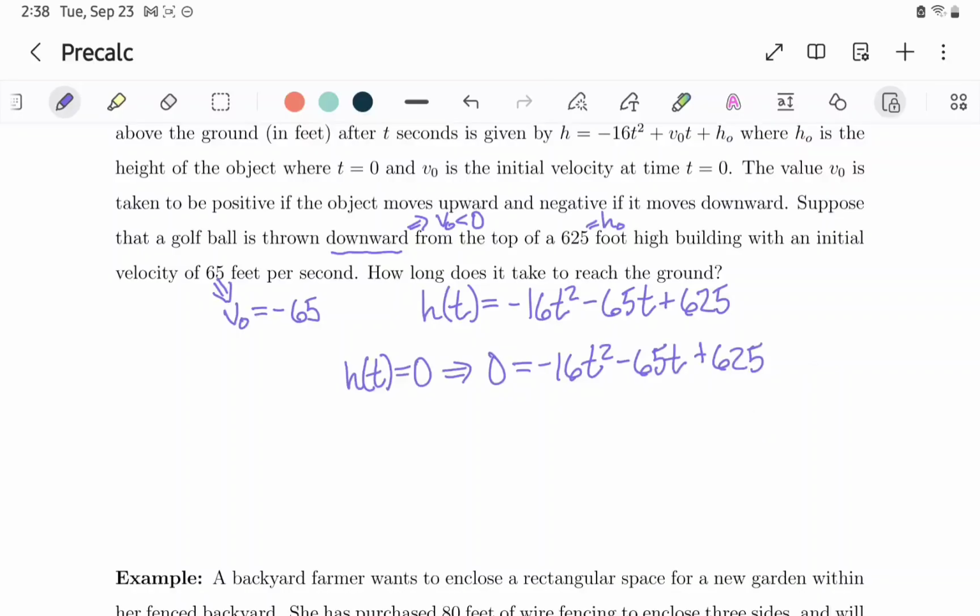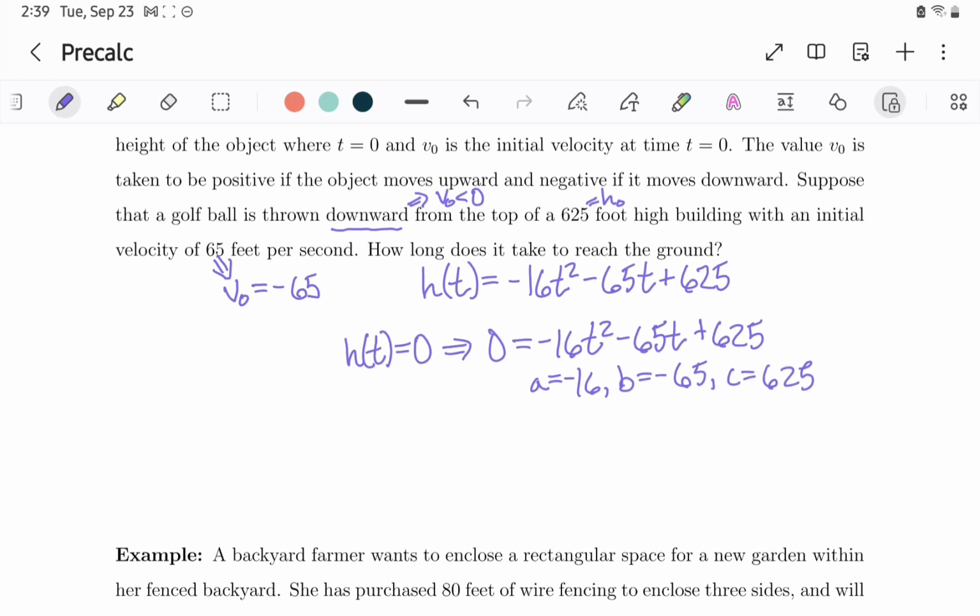Okay, and so since now we have a quadratic equation with all the non-zero terms on one side and 0 on the other, we can go ahead and use our values for a, b, and c in the quadratic formula. So we have a is equal to negative 16, b is equal to minus 65, and c is equal to 625. All right.